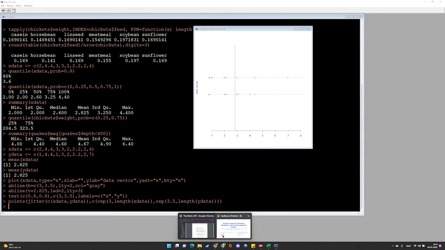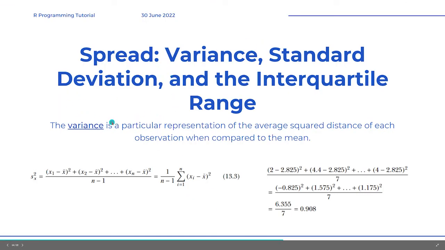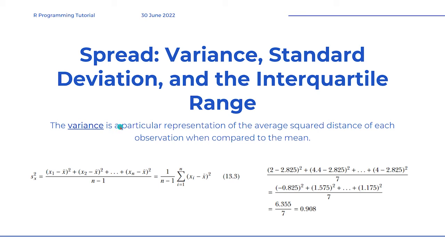So let's go back to the spread variables. So we have variance. The sample variance measures the degree of the spread of numeric observations around the arithmetic mean. The variance is a particular representation of the average squared distance of each observation when compared to the mean. In order to compute this, for a set of n numeric measurements labeled as x1, x2 up to xn, the sample variance s squared x is given by the following, where x bar is the sample mean described in the previous equation.